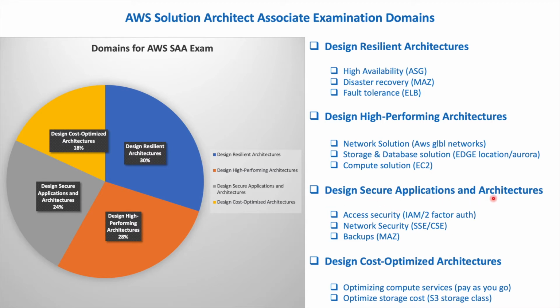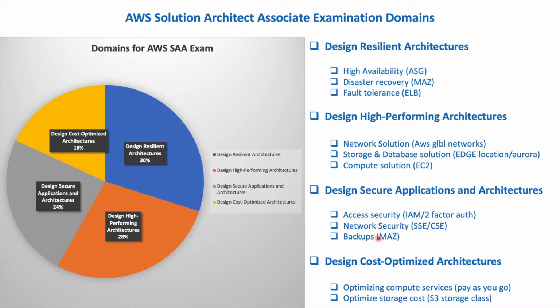Next is secure application and architecture. For this, we should know how to secure our application and architecture. To secure access, we can use IAM and two-factor authentication. Here, IAM stands for Identity and Access Management. For network, we can improve our network security by using SSE and SHISH. SSE stands for server-side encryption and SHISH is client-side encryption. And by taking backups in multiple availability zones, we can improve the security of our data.